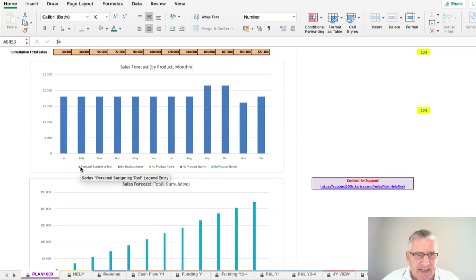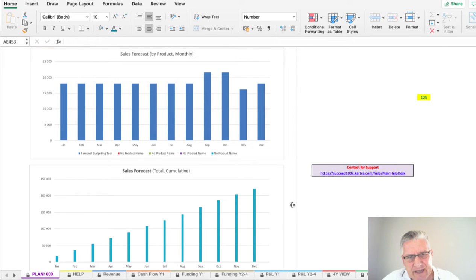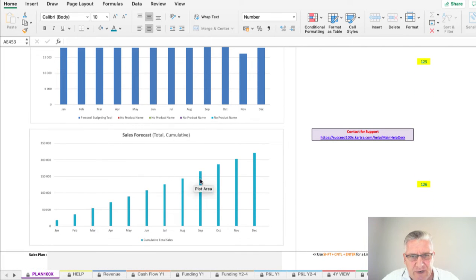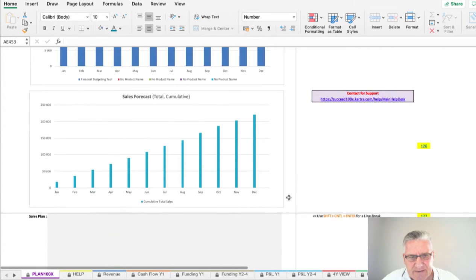So what you can see here is that only one product is showing. However, it does make provision for all 5 products. If all 5 products were showing here, you'd see 5 different colors in these bars, indicating the different products and the makeup of your sales in terms of the 5 different products. Also, your sales forecast on a cumulative basis is good to look at to see how many sales you're making across the year on a cumulative basis.